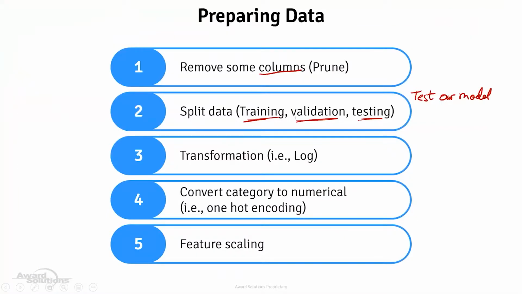Okay, splitting the data. We'll talk a little bit more about that in a second. I might want to transform the data. And what this really means is I might want to change data based off of some factor. Let me give you my favorite example. Let's say that I was trying to build a model to predict house prices. And so I may have number of rooms, I may have square footage, and I may have year.